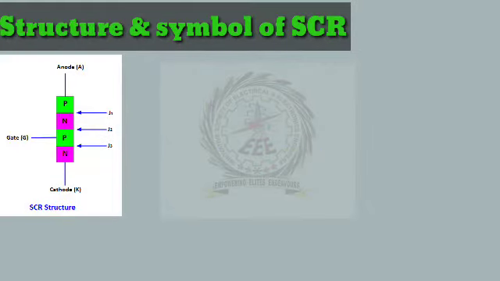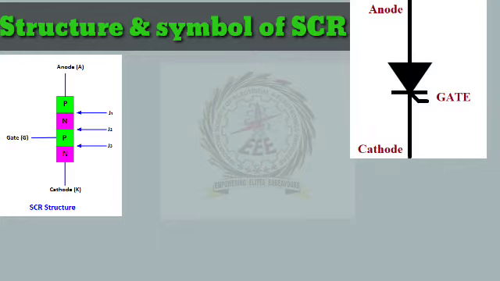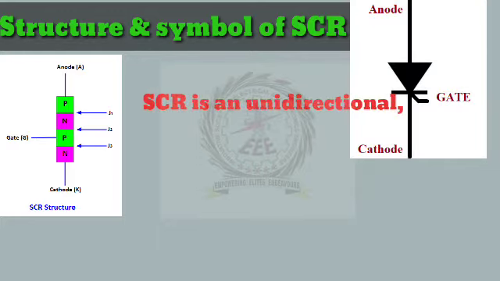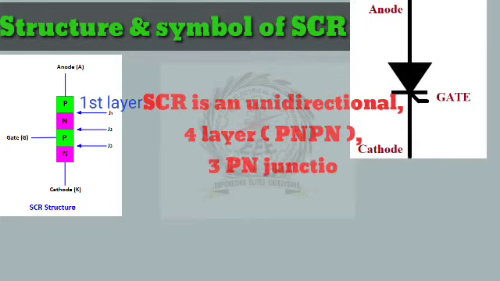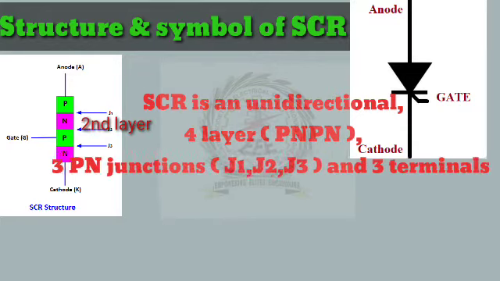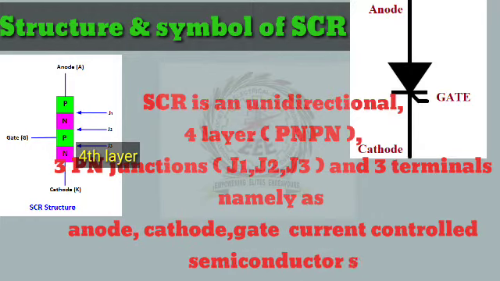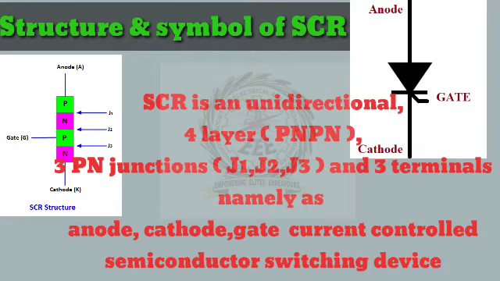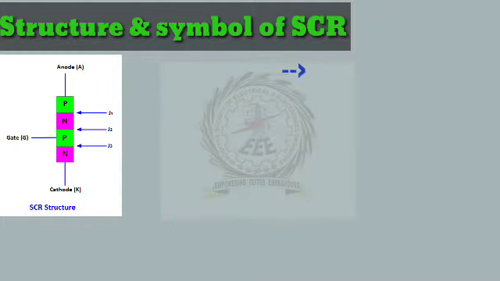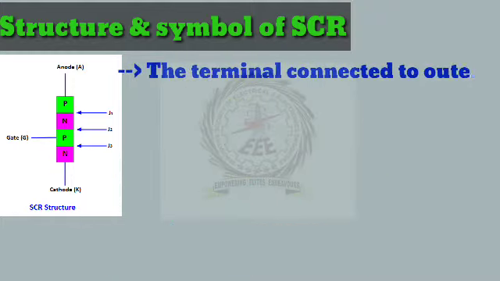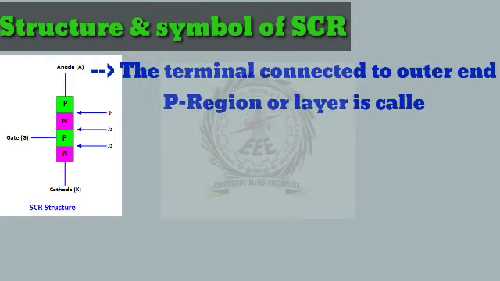Structure and symbol of SCR. SCR is a unidirectional 4-layer device. P is the first layer, N is the second layer, again P is the third layer, again N is the fourth layer. 3 PN junctions J1, J2, J3 and 3 terminals, namely anode, cathode, gate, current controlled semiconductor switching device. The terminal connected to the outer P region or layer is called anode.